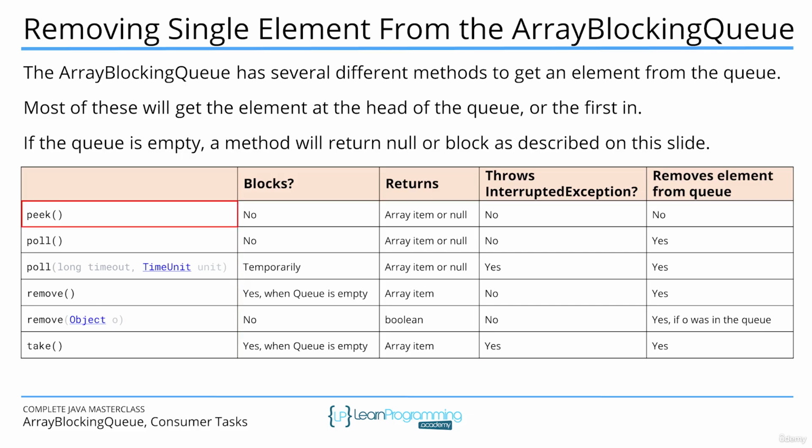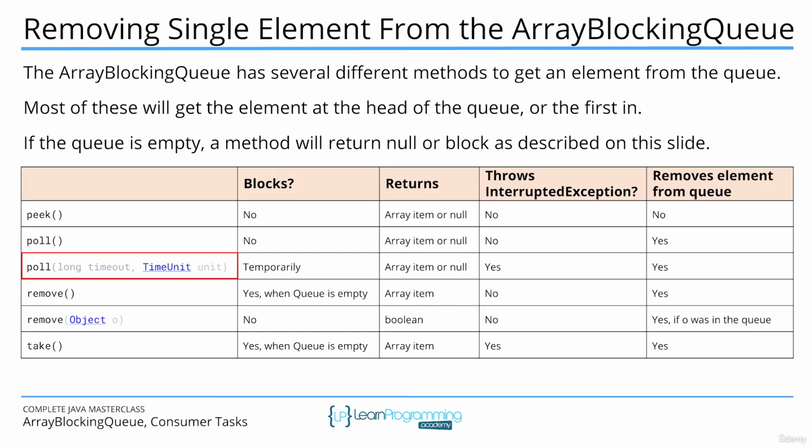I've included the peek method here because it will return an element from the queue, but it doesn't actually remove it from the queue. This method could be used to check the queue before attempting a blocking method. I showed you an example of the poll method with no arguments. This method simply returns a null if the queue is empty, as I demonstrated in my code.